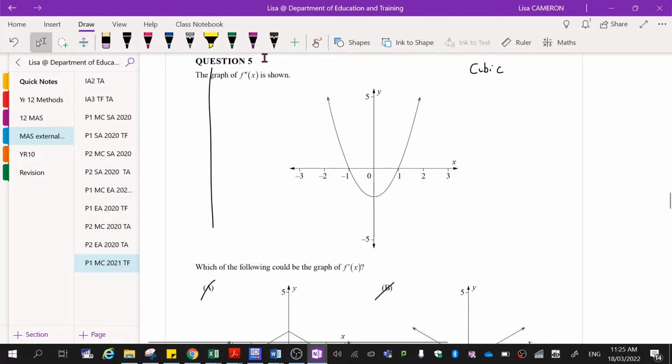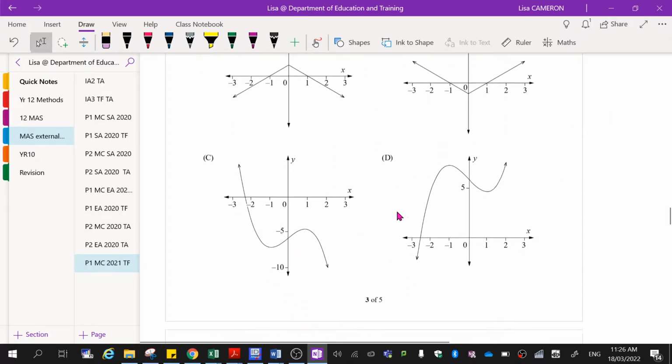Now, there are stationary points here and here. Stationary, cubic, stationary points at 1 and -1. So let's go down and see if that aligns with the piece of information that we've got.